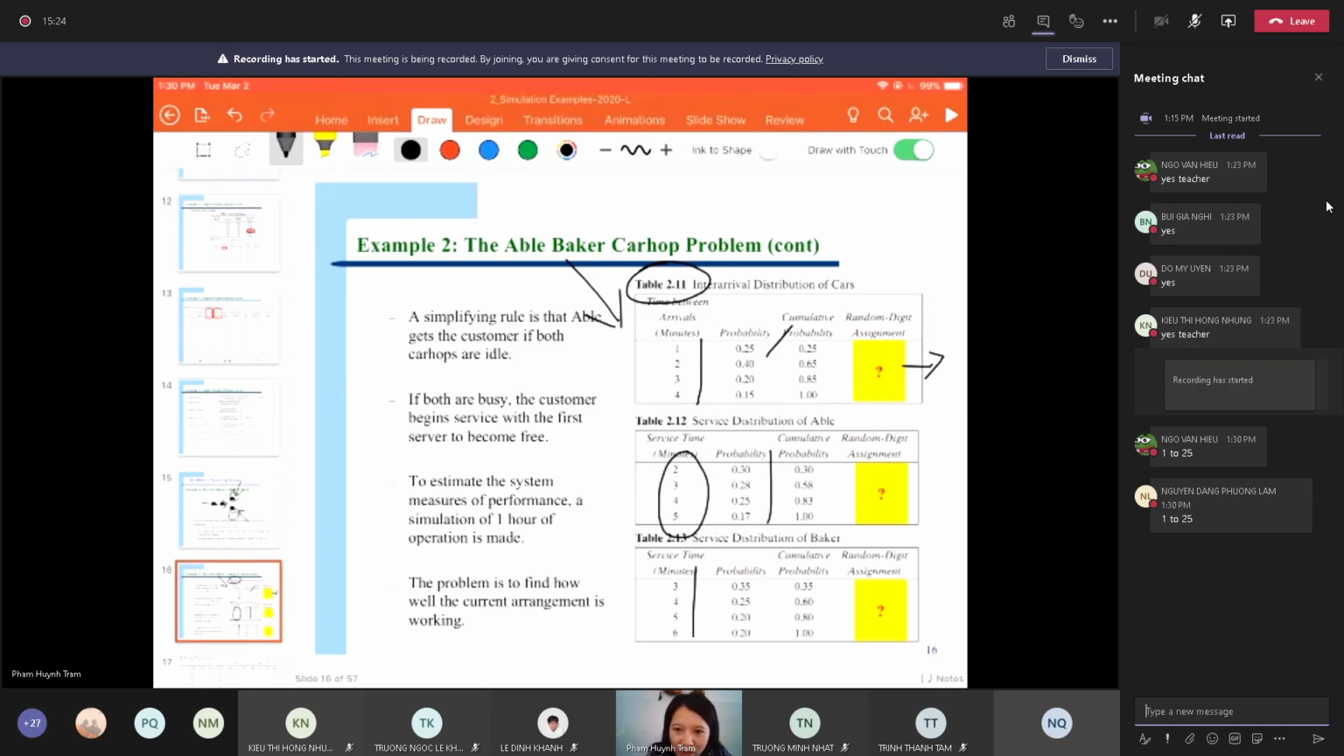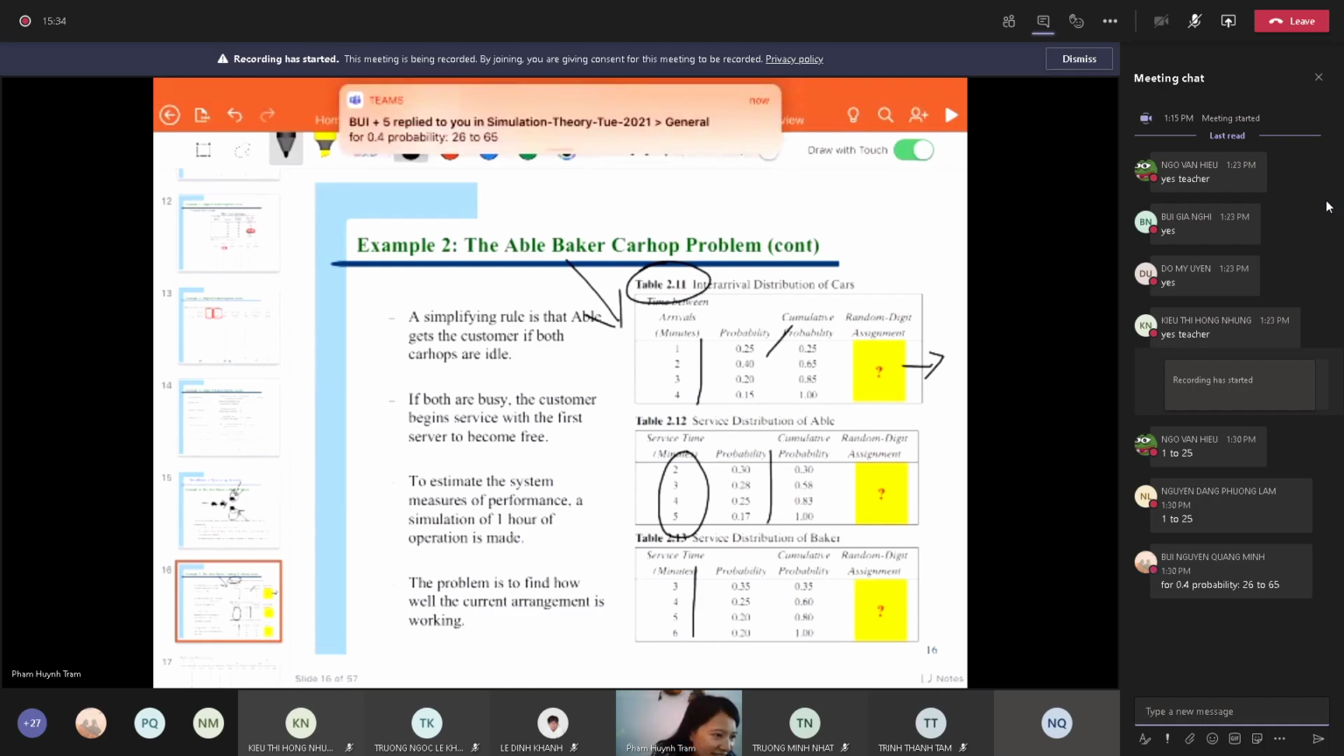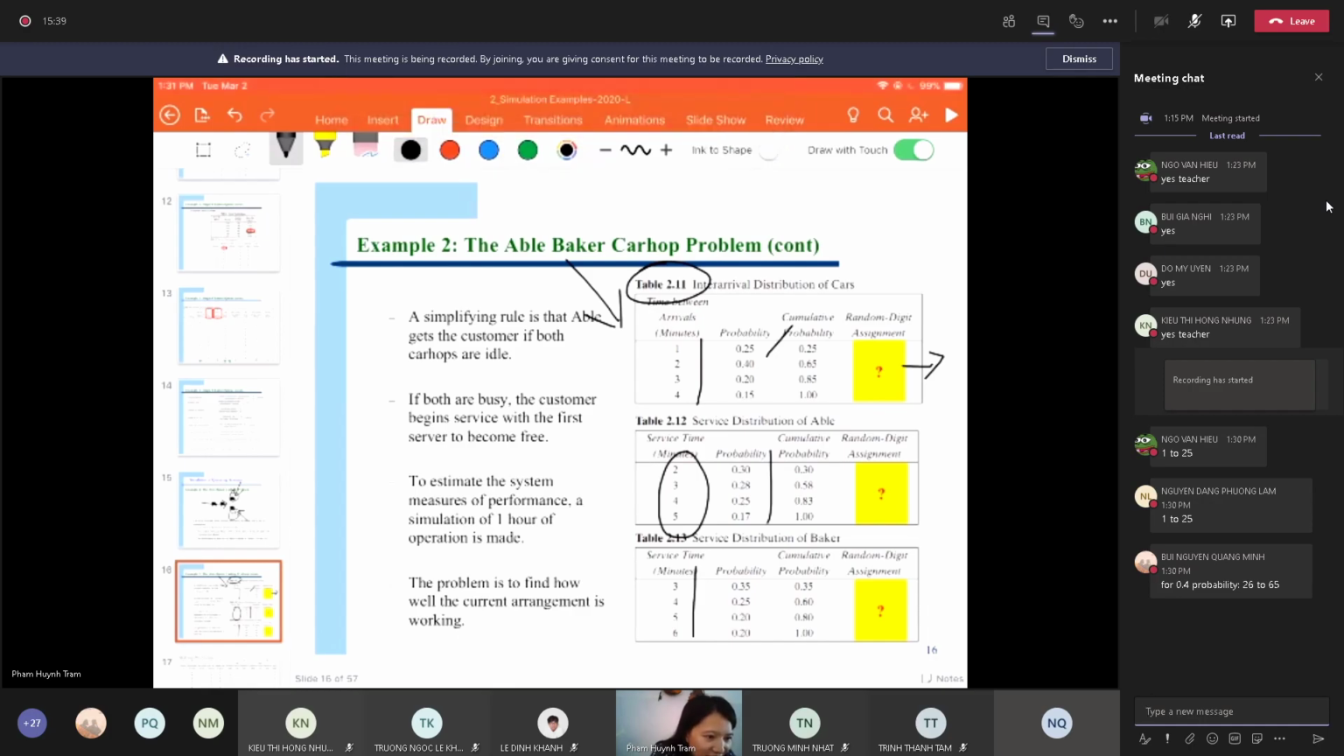We will assign 1 to 25 for time between arrival, 1 minute. That's right, Hugh. How about 26 to 65 for the time between arrival, 2 minutes, 40%? That's right, excellent. Okay, can you continue with the time between arrival, 3 minutes? So you copy the answer here.